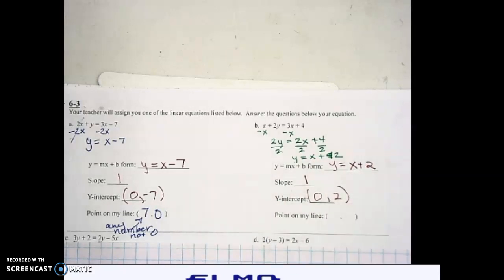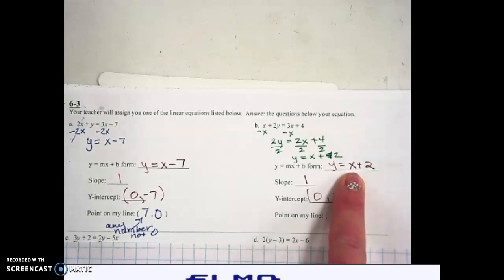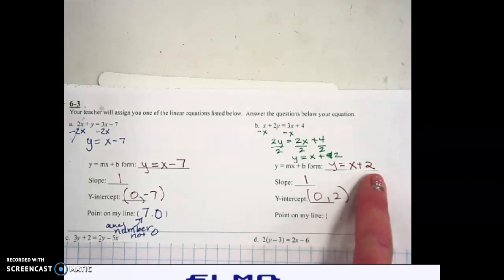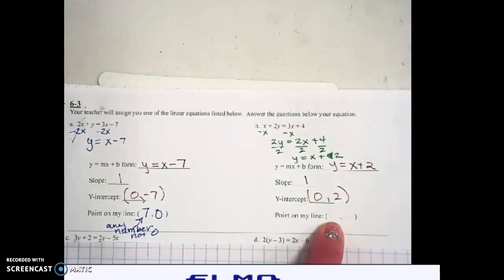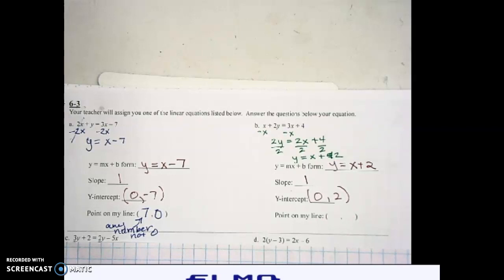That's in slope-intercept form. Then it asks you for the slope. The coefficient in front of the x is a 1. And then the y-intercept is at +2. Now you're going to pick any number you like except 0 and plug it in for x. So pick a number, write it down for x. Then add 2 to it, write that number down for y. That's a second point that's on your graph.